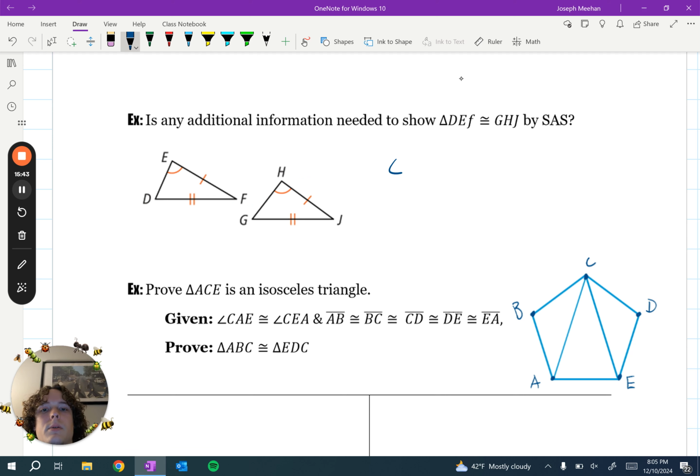So what do we need in order to make them congruent by side, angle, side? We need angle F congruent to angle J.